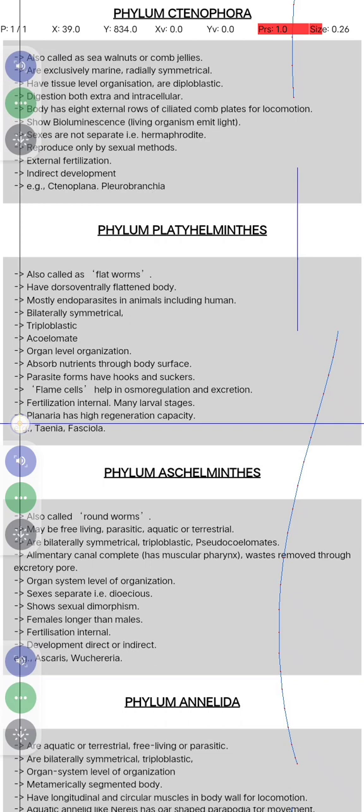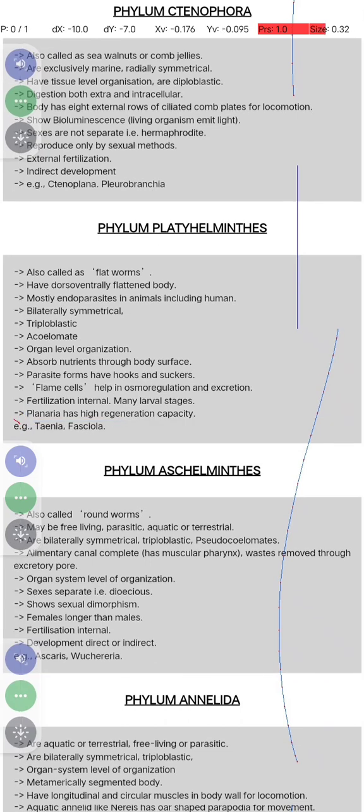Planaria has high regeneration capacity. Examples: Taenia and Fasciola.